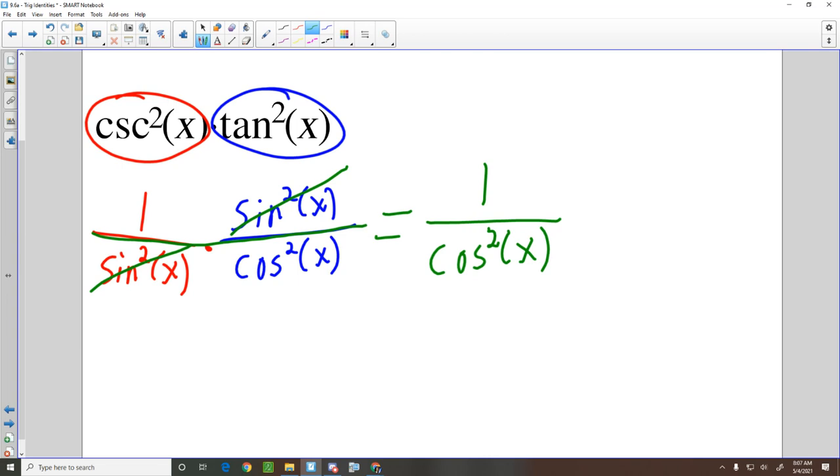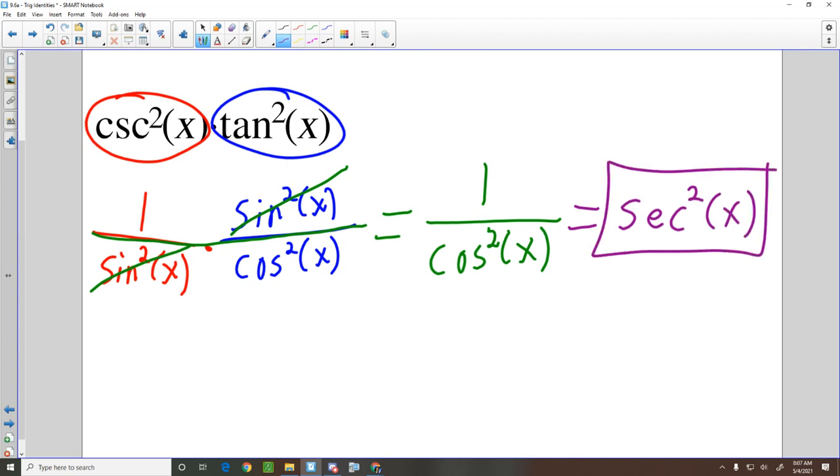Well, think, we have an identity for 1 over cosine, don't we? What is that? That's the secant. And since it's being squared, we would just write this as secant squared of x. And so that square just kind of comes along. It doesn't change the functionality of these for substituting in these equivalent identities.